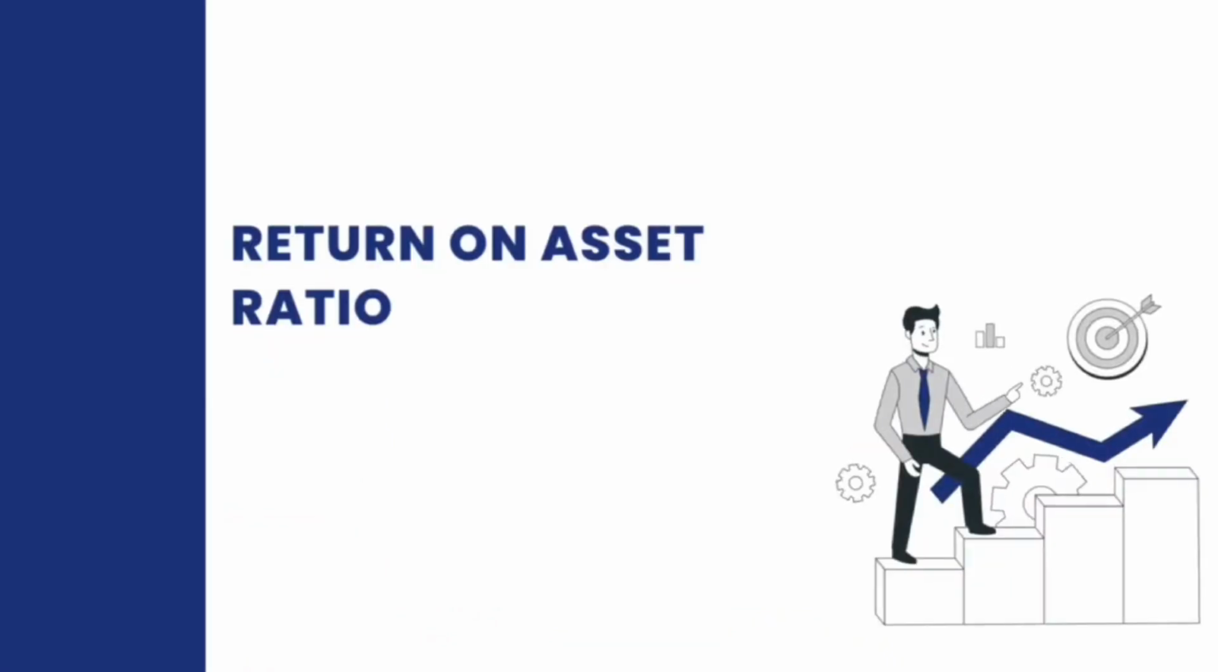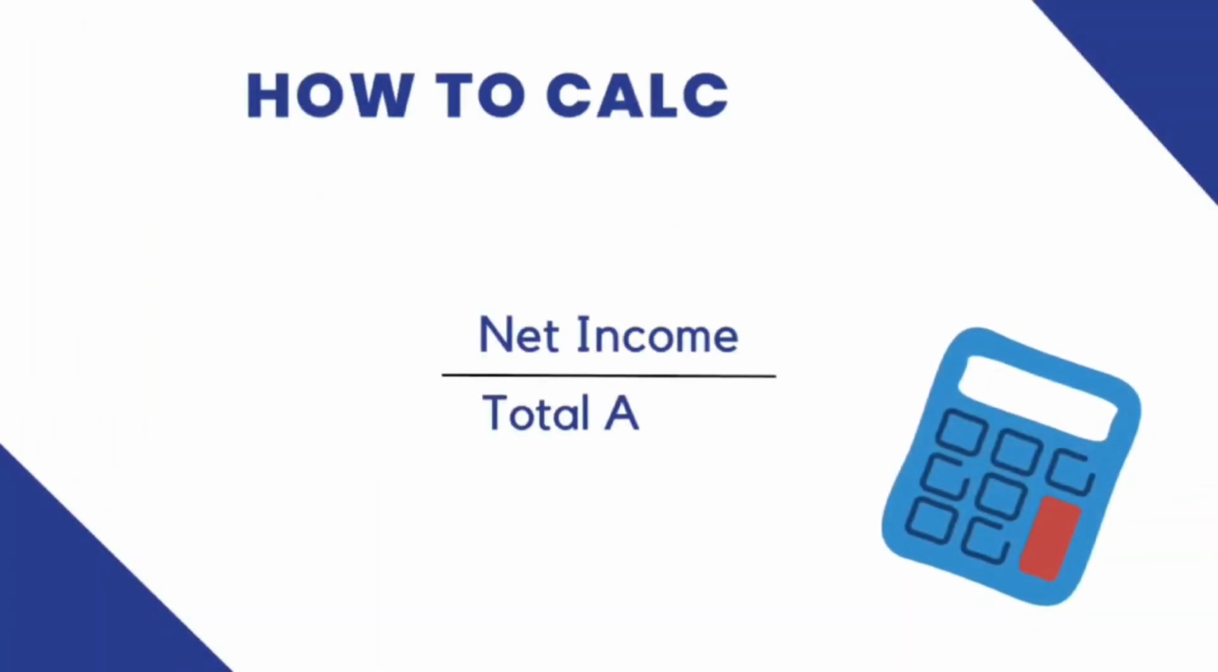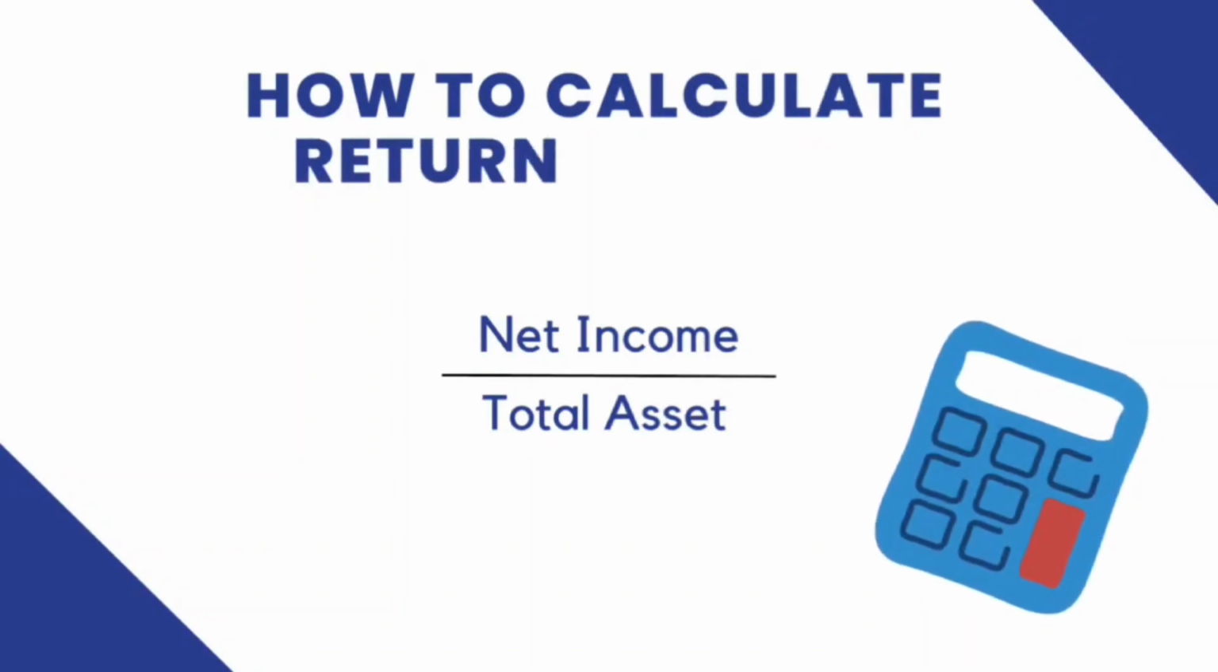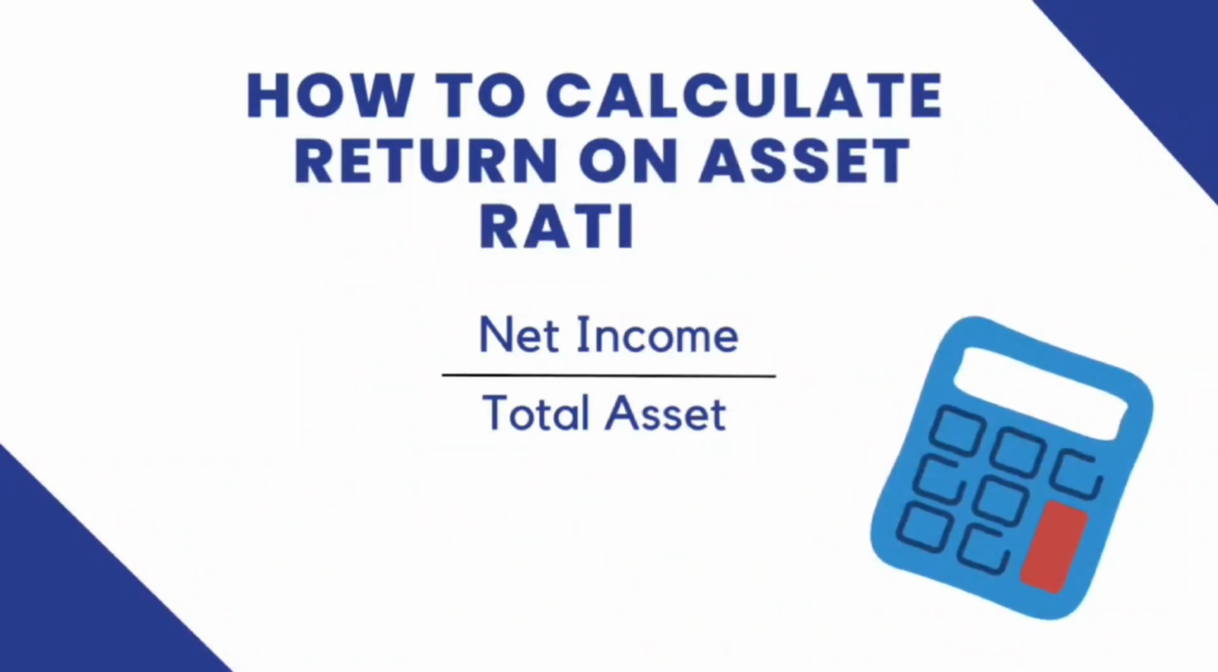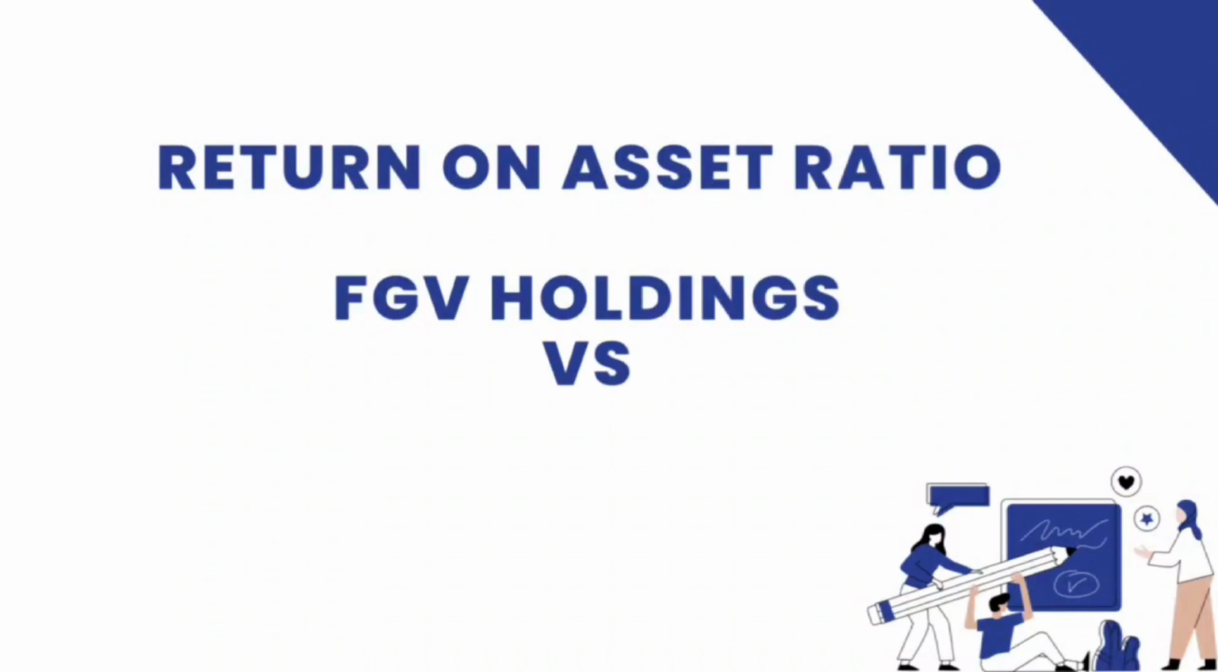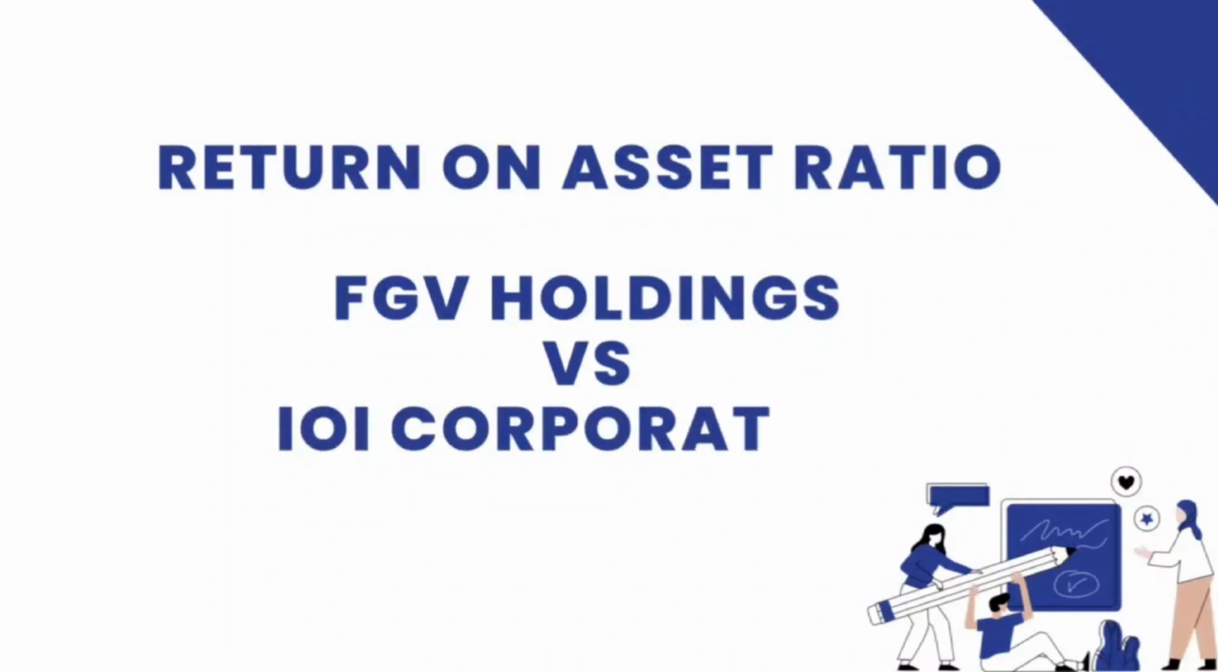And the last is return on asset. How do we calculate the return on asset ratio? We calculate it by net income divided by total assets. Let's take a look at the return on asset ratio between FGV Holding and IOI Corporation within year 2020 and 2021.